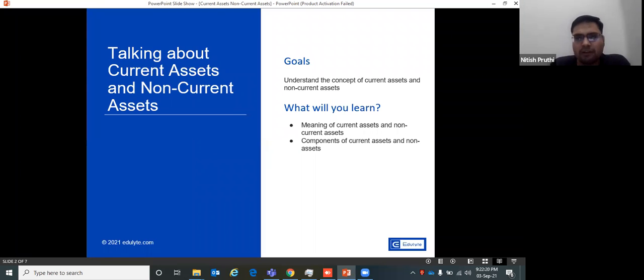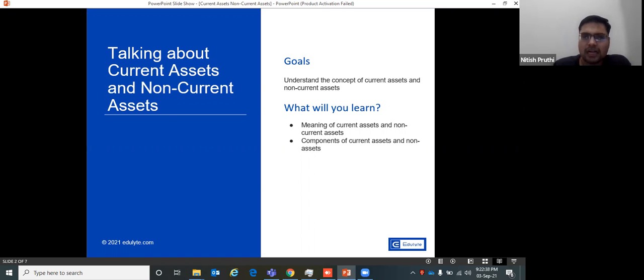Now, what do we learn in today's session? So we'll understand what is the meaning of current assets as well as what is the meaning of non-current assets. Besides this, we'll also look at the various components which form part of current and non-current assets.